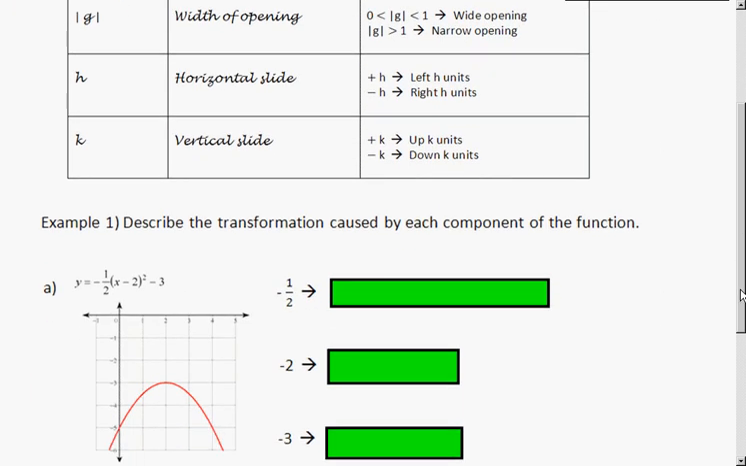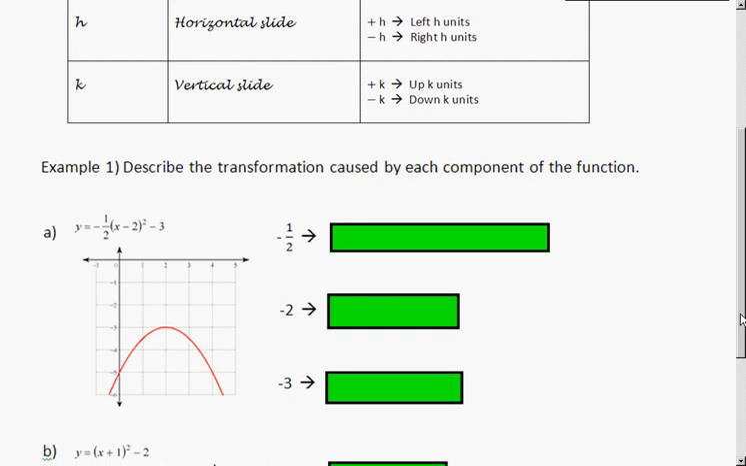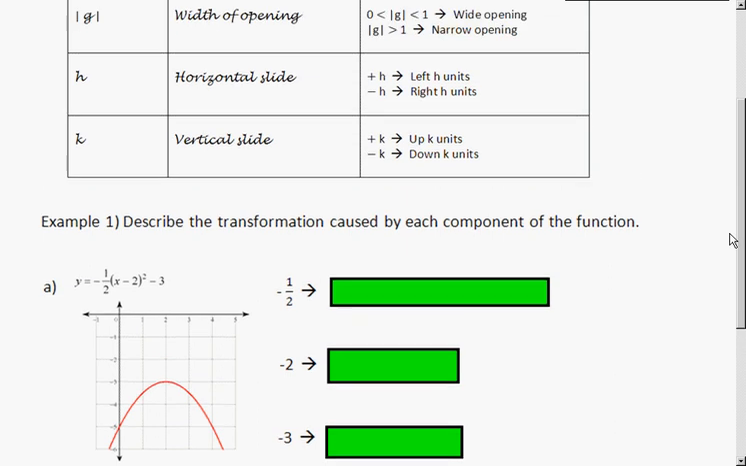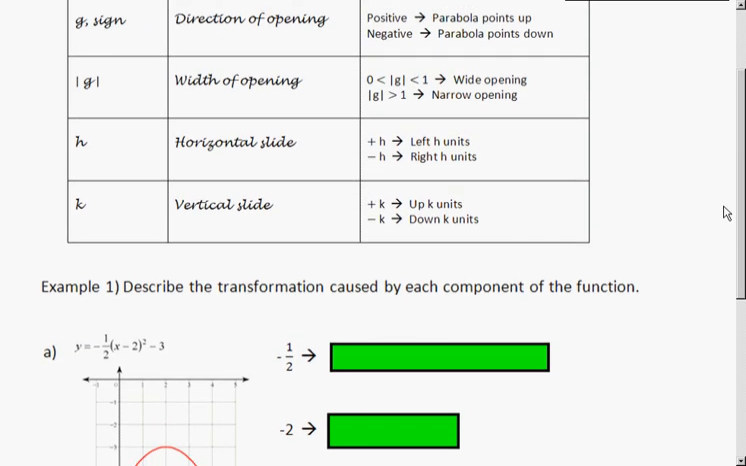Example 1, we're going to describe the transformation caused by each component of the function. Remember, your original function is y equals x squared, so that's where it would normally curve up. So we want to know, using vertex form here, what's going to happen. Well, you have negative 1/2. This is your g value. You can look back up in the table, see what happens to g.